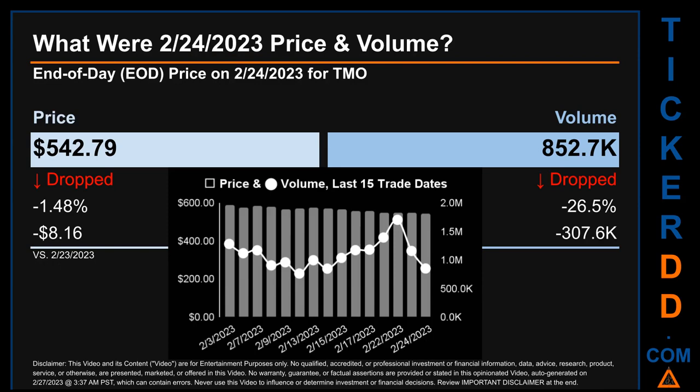The graph shows price and volume for the last 15 trade dates. Across a range of $44.97, the max and minimum end-of-day price were respectively $587.76 and $542.79. Volume saw a range of 941.6 thousand, from a day low of 763.7 thousand to a day high of 1.7 million.